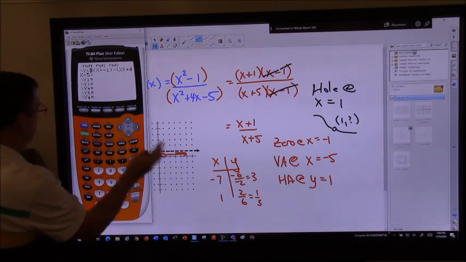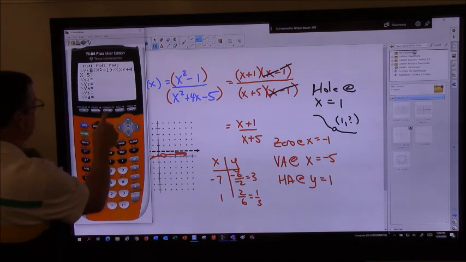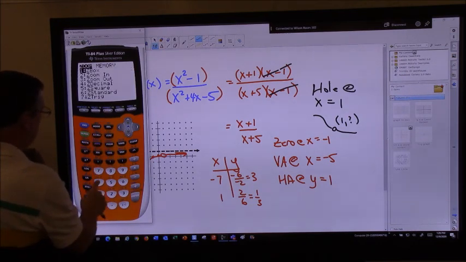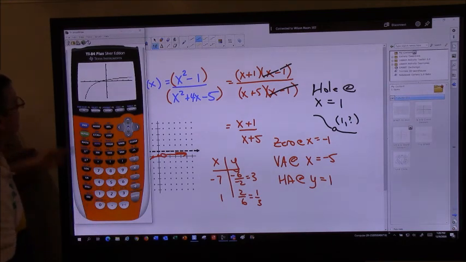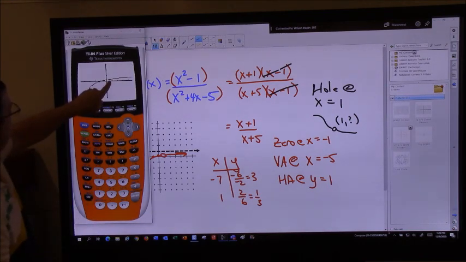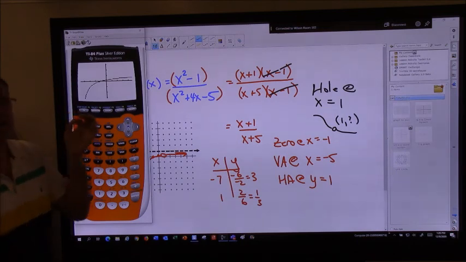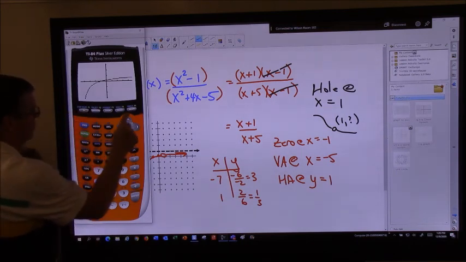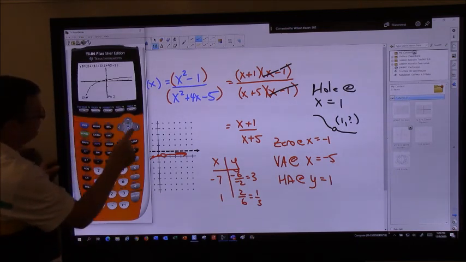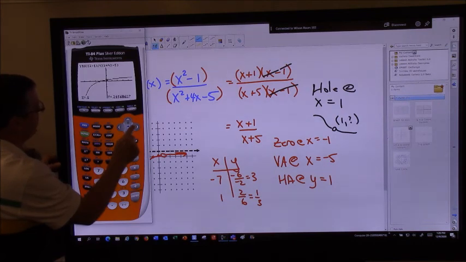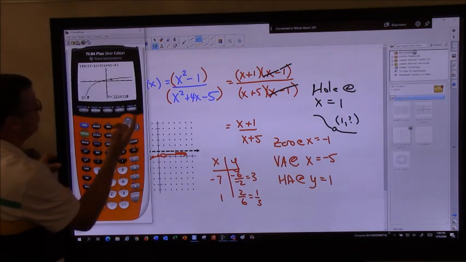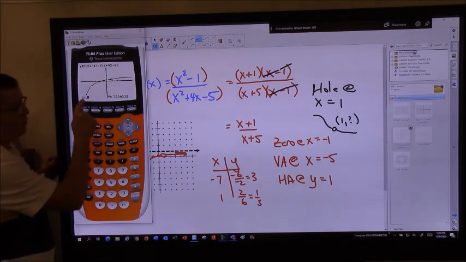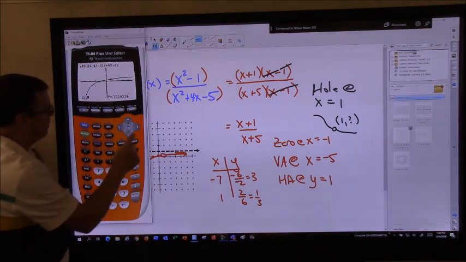And so I'll just go zoom option 4. Probably not going to see the whole thing, but I'll at least see the hole in the graph. See it right there? There's just one empty spot. If I hit the trace button, and I'm tracing along here, I'm at 0.1, 0.2, 0.3, 0.4, 0.5, 0.6, 0.7, 0.8, 0.9, I'm getting really close to the hole in the graph. Watch what happens when this equals 1 right here.